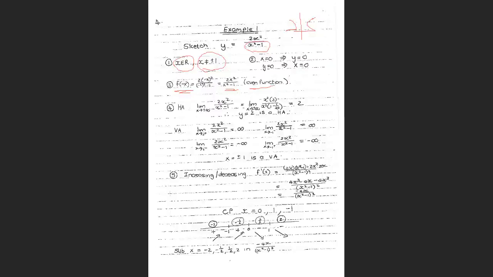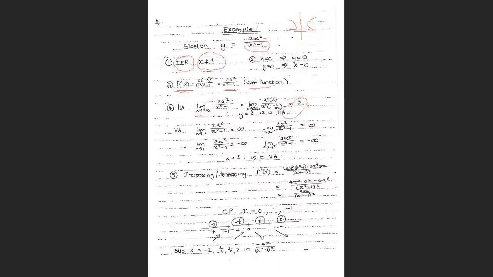Now let's look at the horizontal asymptote. For the horizontal asymptote, we take the limit as x approaches plus or minus infinity. Notice in this case, whether it's positive or negative infinity, you get exactly the same result of 2. Therefore, the conclusion is that y equals 2. Guys, not x equals 2. It's y equals 2 that is a horizontal asymptote. All right.